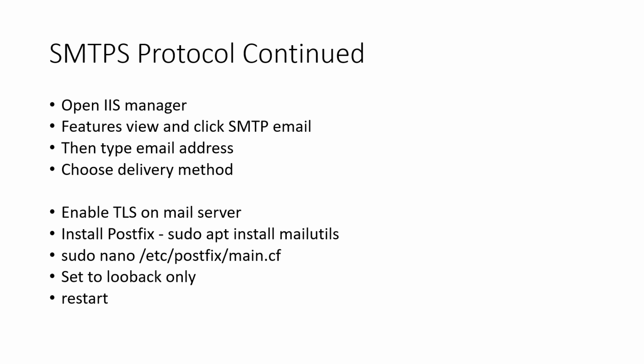This is basically installation notes. First part is for installing with Windows. You would use IIS to install with Windows. So you would open IIS, go to Features and View, and then double click the SMTP email. You would then insert the correct email address and choose a delivery method. Then you would go on to two different methods. Those are two separate methods. I believe one would be through email and one would be through direct message or something like that.